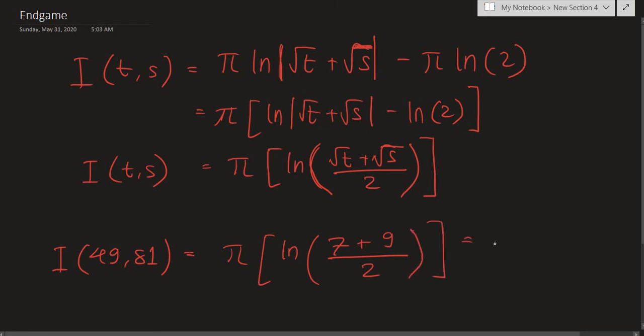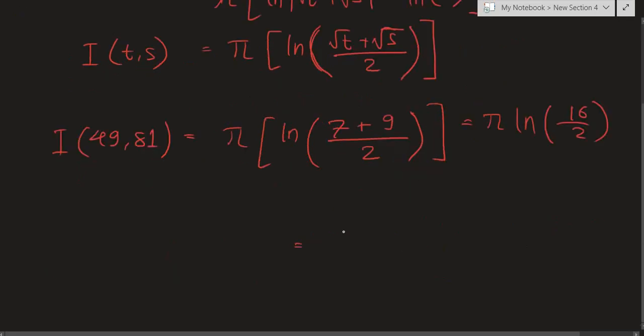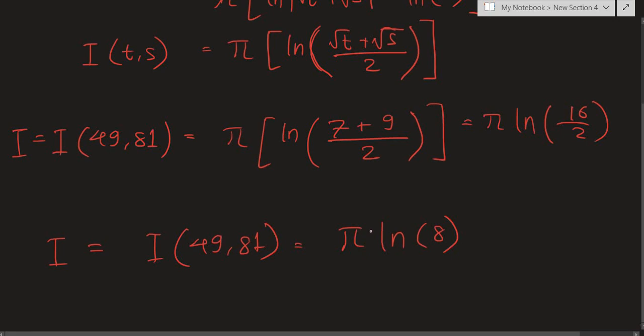So you have pi times natural log of 16 by 2, which on performing basic division is going to be pi times the natural log of 8. That's your I of 49, 81, or your original problem. So that's a really nice result. We have a pi and a natural log. You can still expect pi's having sines and cosines in the original integral, but this natural log is pretty unexpected again.